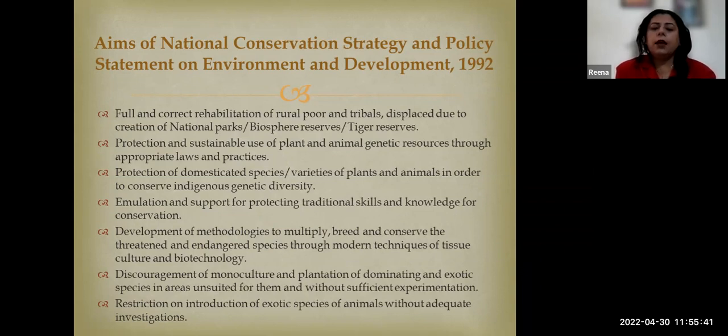Okay. So there has to be a restriction on the introduction of exotic species of animals without adequate investigation. That is also there. That's why whenever we propagate the introduction of wildlife and plant species in an area, there is always a line: you do not promote invasive species, and you utilize only indigenous plant and animal species. That is always used, because in our policy there is a restriction on introduction. So that's why there comes the act and rule.